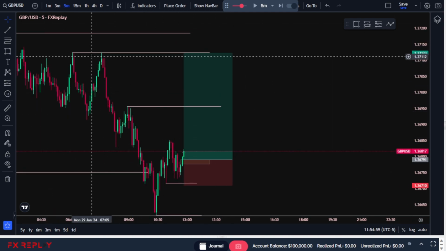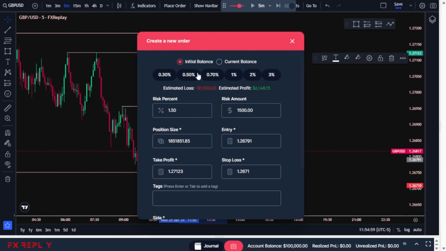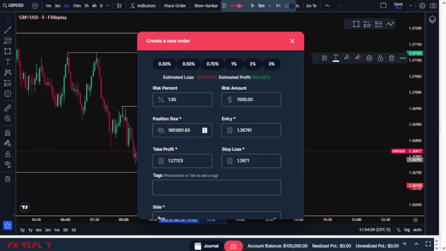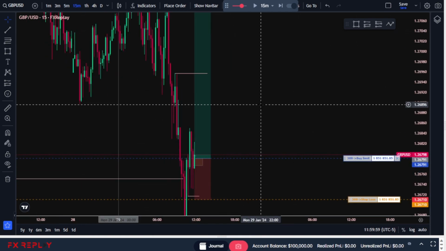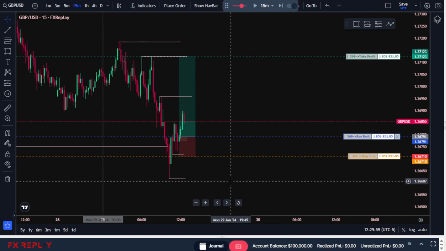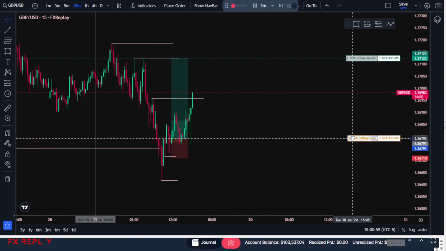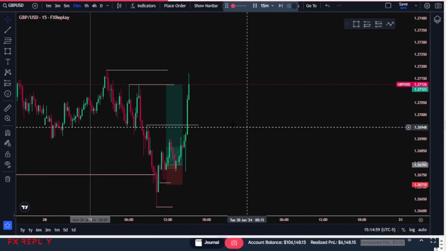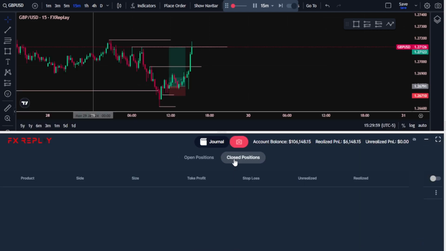You can see this trade is giving me over a 1 to 4 risk to reward ratio. Let me place a limit order on the end of this fair value gap, and we will risk 1.5%. Let's see how this trade goes. We were tagged in the trade right away. Just like that, this trade was a winner, making us over $6,000.